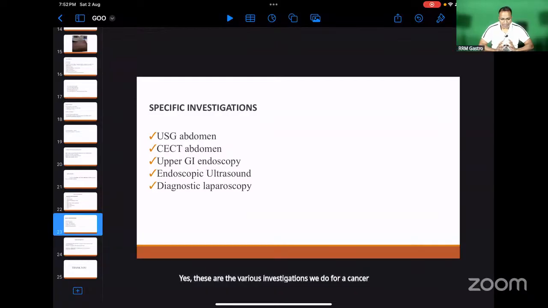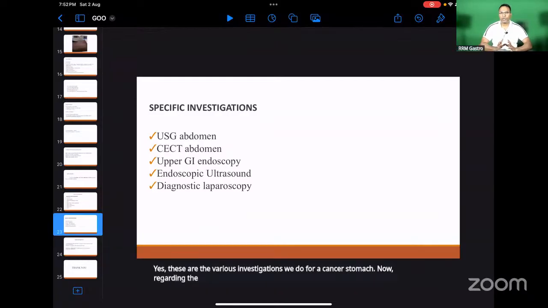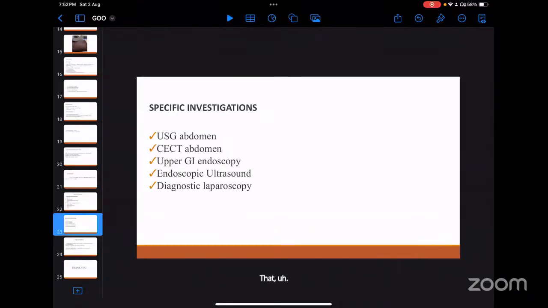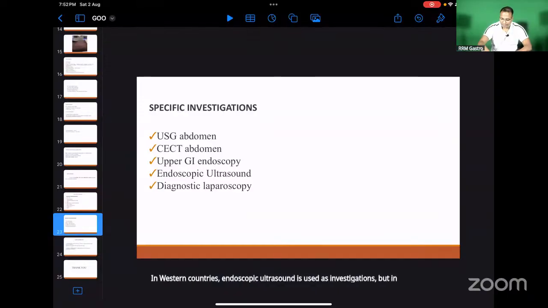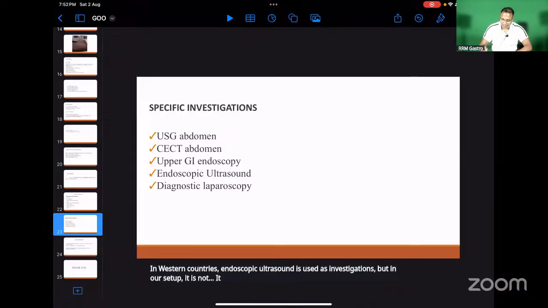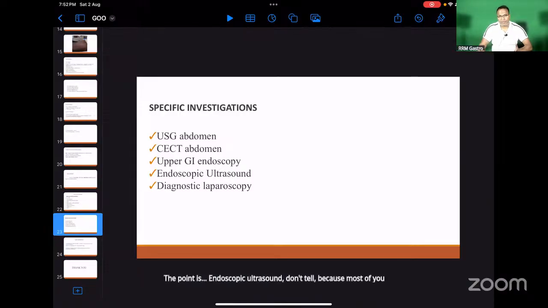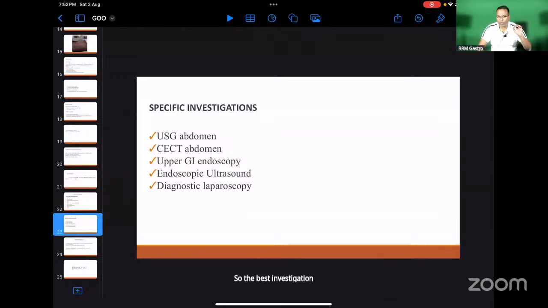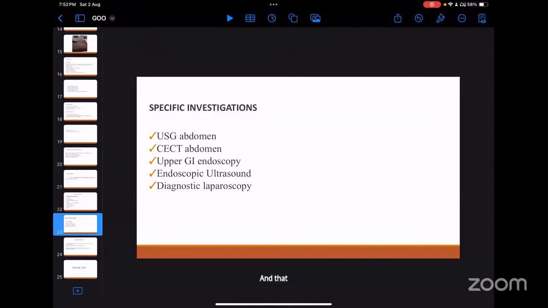Now, regarding the best investigation to come to a diagnosis, which is best in this? Sir, in Western countries, endoscopic ultrasound is used as the best investigation. But the point is, don't say endoscopic ultrasound, because none of our government medical college hospitals or even private colleges have endoscopic ultrasound. So the best investigation available in your hospital is always upper GI endoscopy. Upper GI endoscopy is the best.